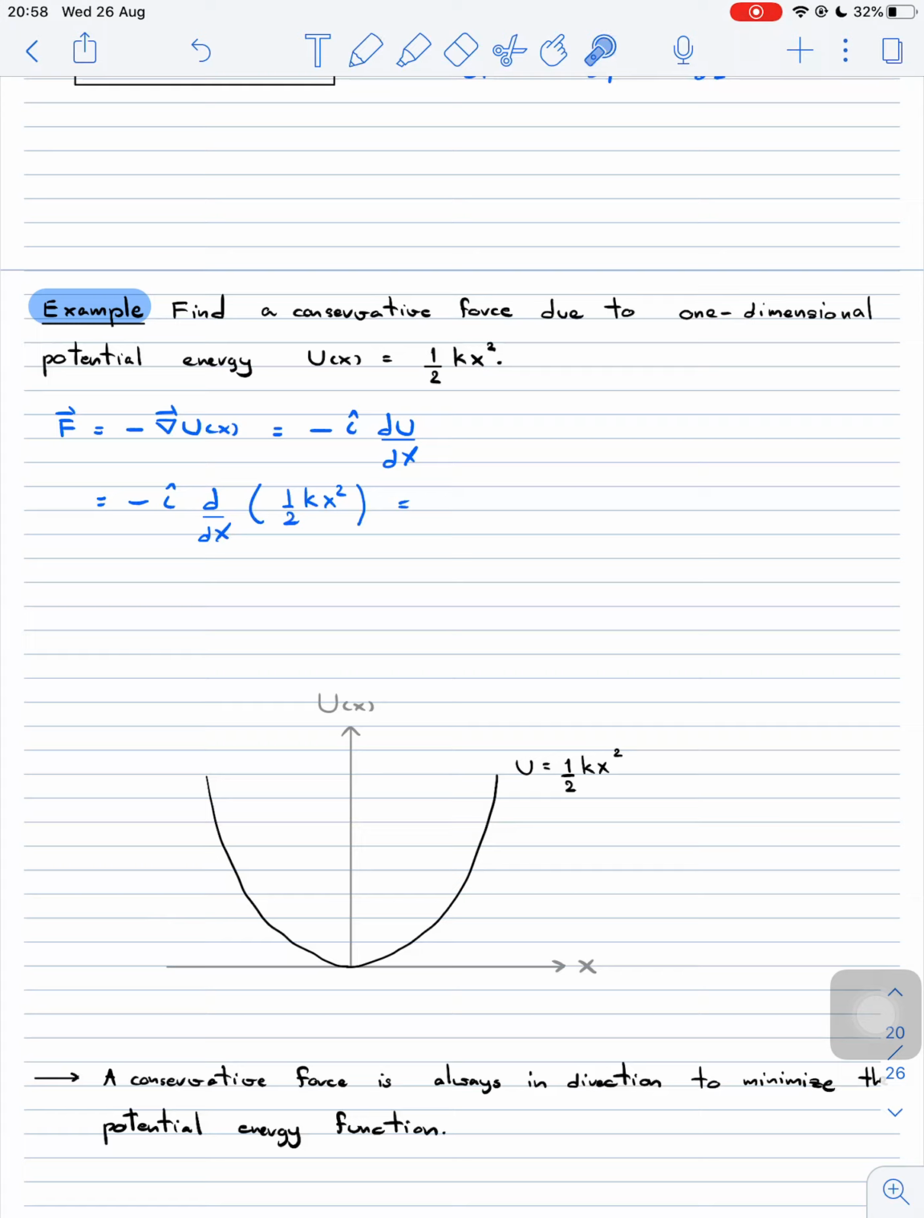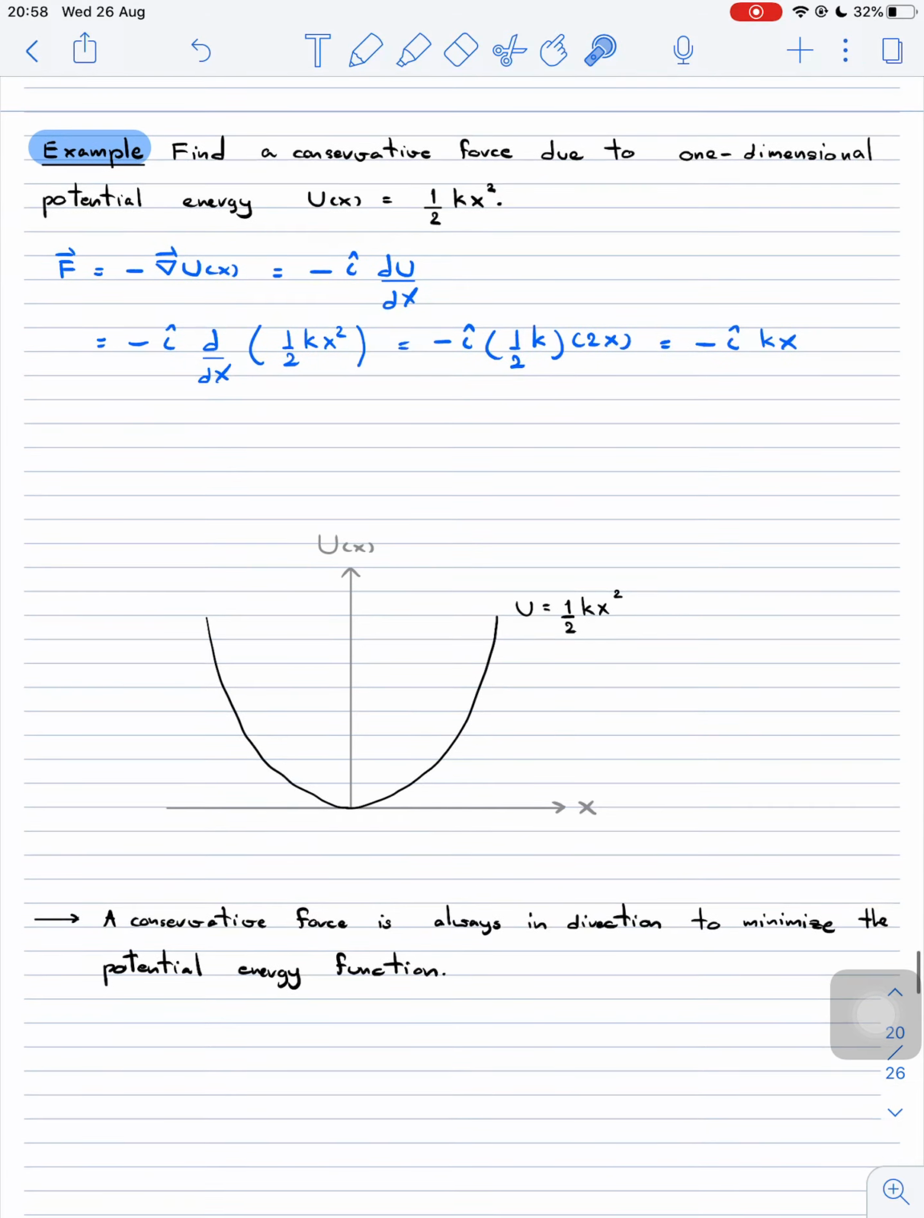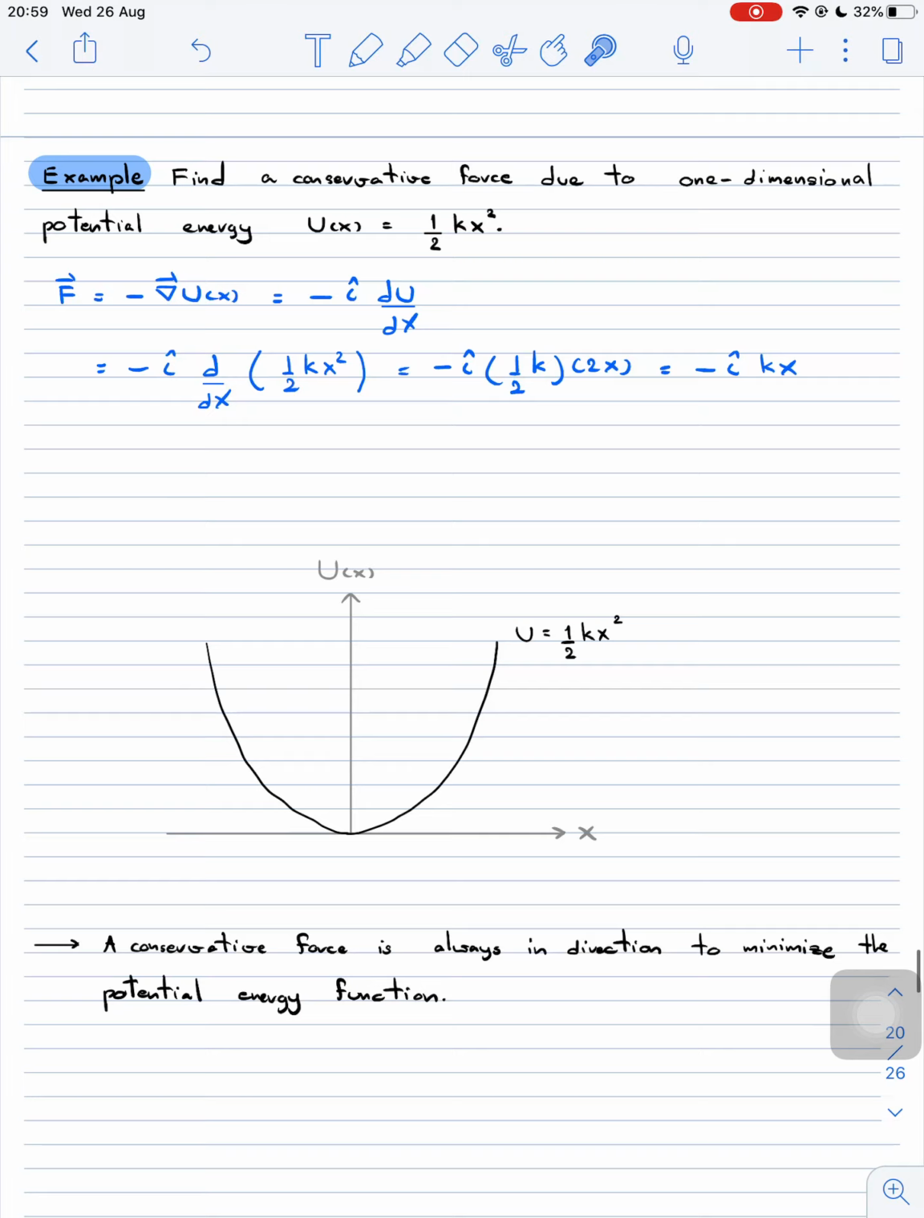So 1/2 k is a constant, we can just bring it out here, and you need to find the derivative of x squared. It's going to be equal to 2x. And then finally we can get the answer to be minus i k times x. So that's going to be the answer. Now you can see that the answer is just the same as the restoring force of the spring.